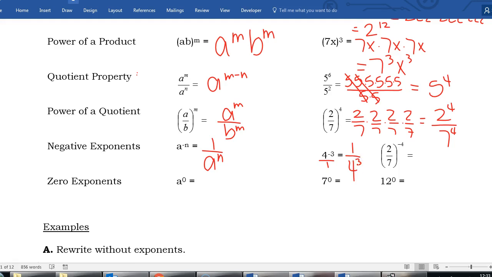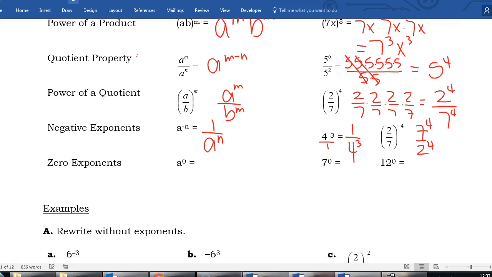So I'm going to flip this one and then I'm going to give them each 4s. It's saying I don't have 4 2s in the numerator, I have 4 2s in the denominator. And I don't have 4 7s in the denominator, I have 4 7s in the numerator. So whenever you have a negative power, you flip it, and then the power turns positive.